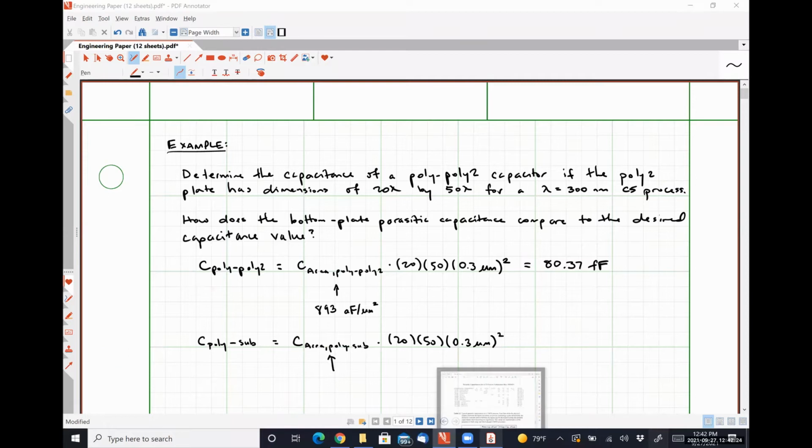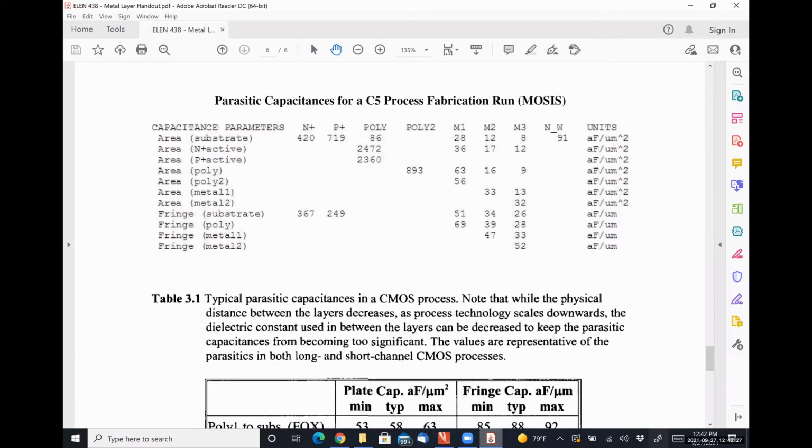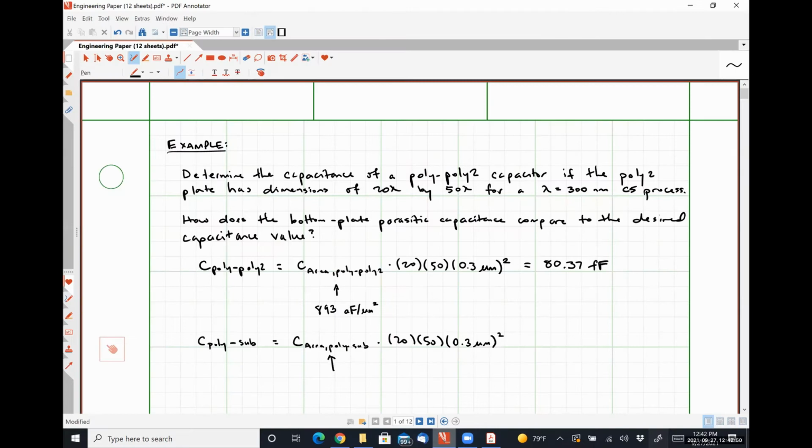When we look at our table here, between substrate and poly, we have 86. Yeah, between sub and poly, 86 attofarads per micron squared.